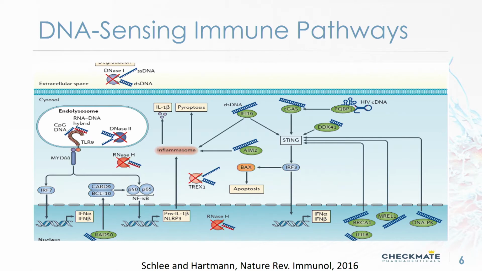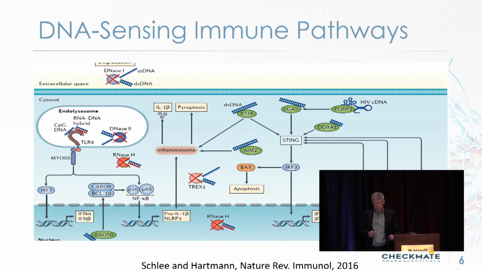The intracellular pathways: several different pathways converge on STING, and the STING pathway was initially identified as leading to IRF3, that's interferon response factor 3, and to the production of interferon in the nucleus of cells. And then the AIM2 pathway in the cytoplasm leads to inflammasomes. That's a separate pathway that can also lead to inflammation with IL-1 beta production and pyroptosis.